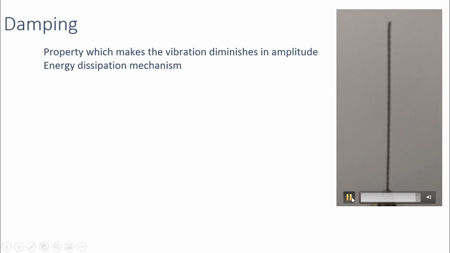So in this, the cantilever is vibrating, and as you can see, with time the amplitude of vibration reduces, and finally the cantilever is coming to rest. So the property by which the vibration in a system is diminishing in amplitude is known as damping. So damping is referred to as the energy dissipation mechanisms present in a structure.